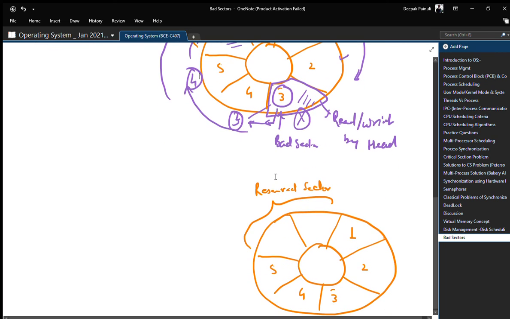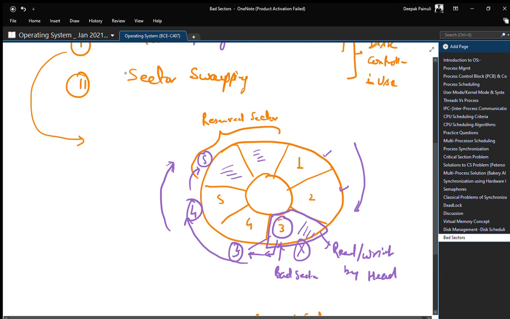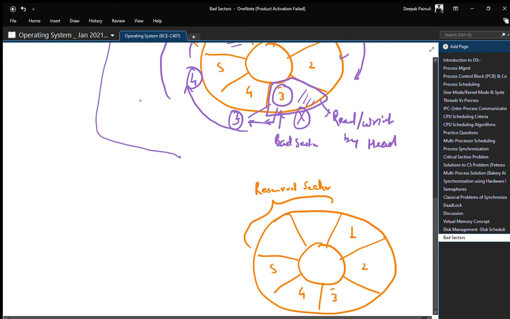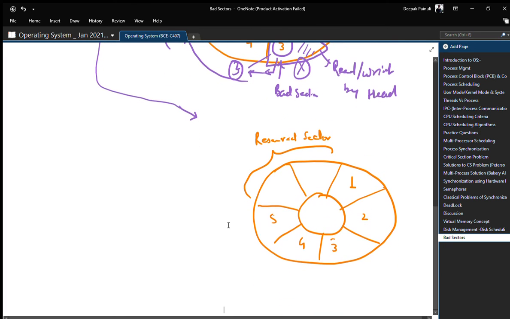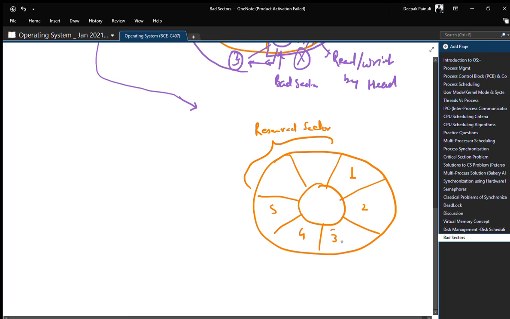Okay, now the second method is sector swapping. In sector swapping, we are saying that if there is a bad sector, we will swap that sector with our reserve sector. We have two reserve sectors in our disk. Here we know that sector number 3 is a bad sector, right?